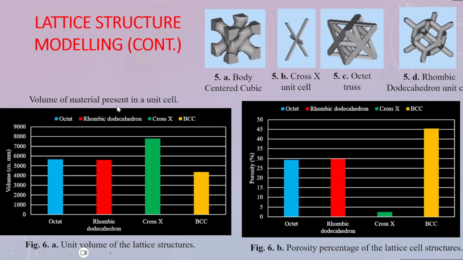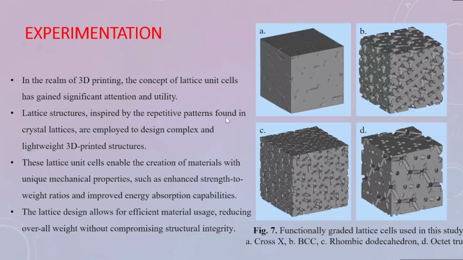Here you can see the volume of the material and the porosity percentage, and cross has more porosity percentage. And you can see these 4 different lattice structures that we implemented as functionally graded lattice structures, as a cube which we printed initially for compression testing. Then we implemented them in the femoral process which we developed.